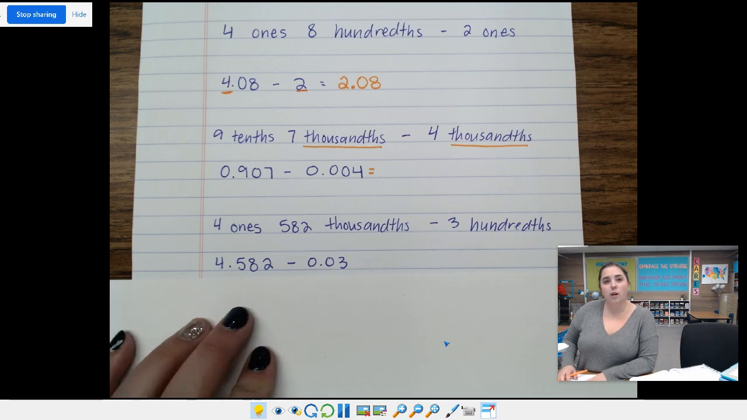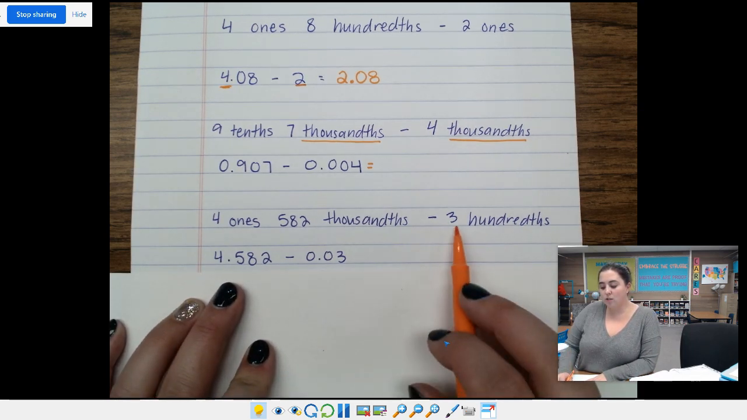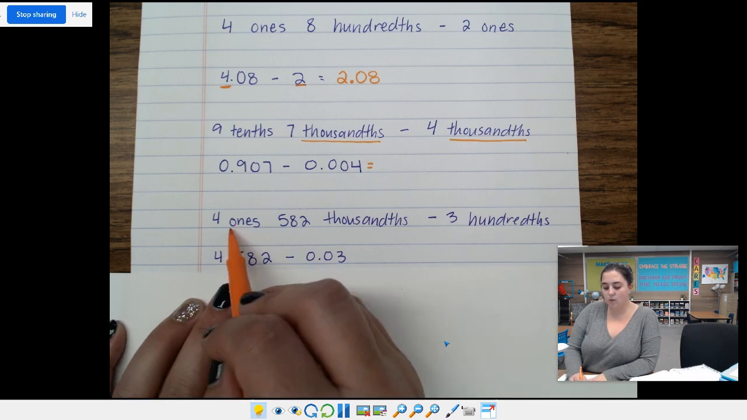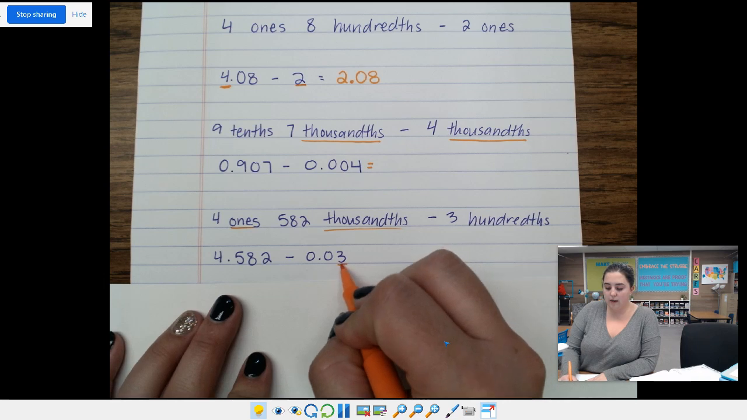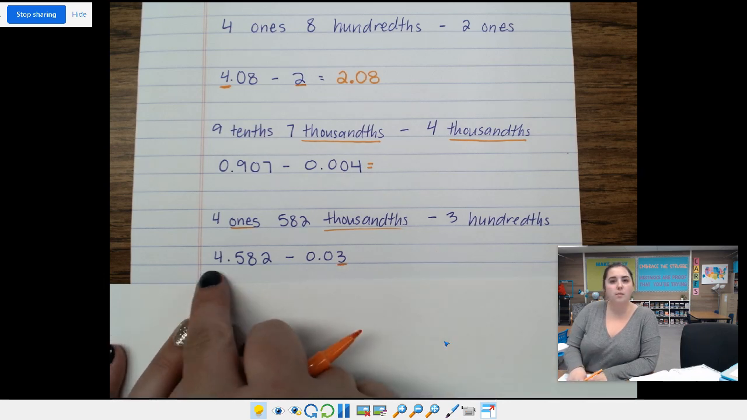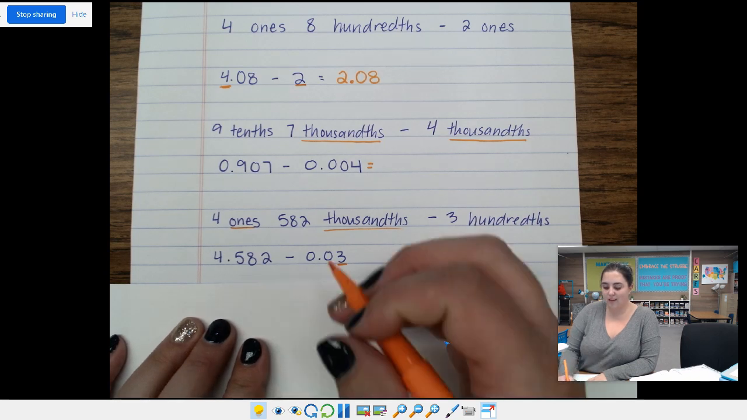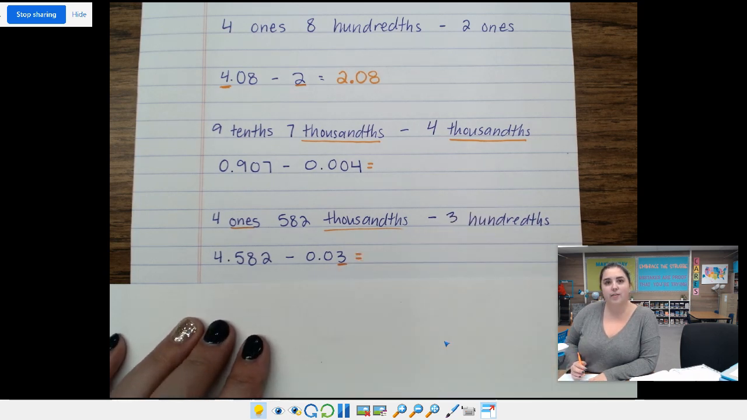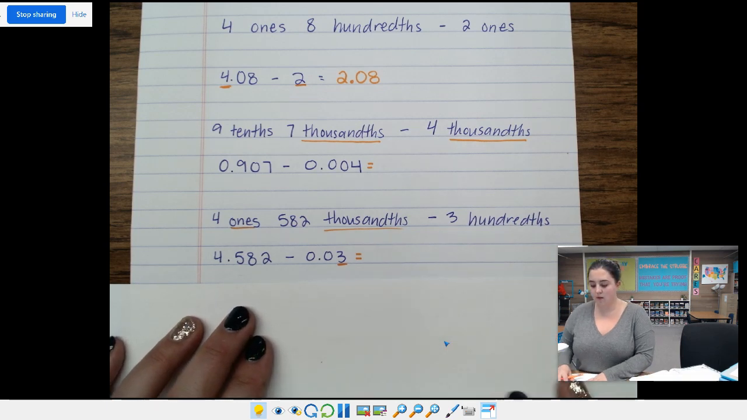Next one is 4 ones, 582 thousandths. This time we're subtracting 3 hundredths, which I don't see here. So here's my hundredths. What number here is in my hundredths place? Take away 3 of those hundredths and write it on your whiteboard. Two more.